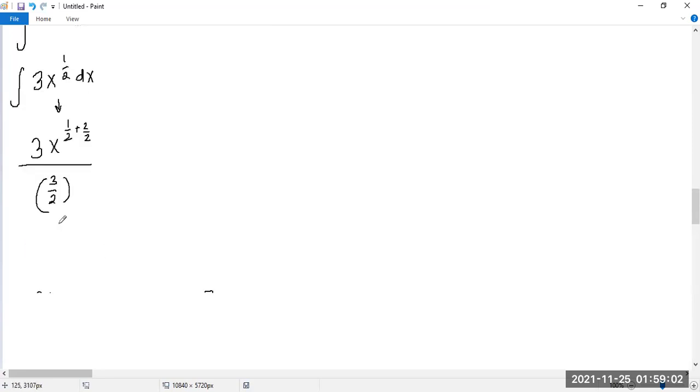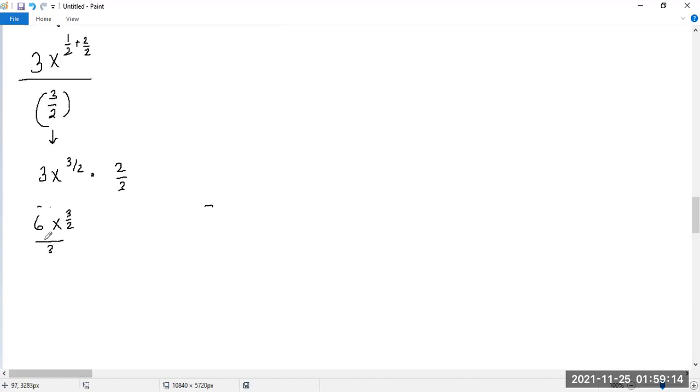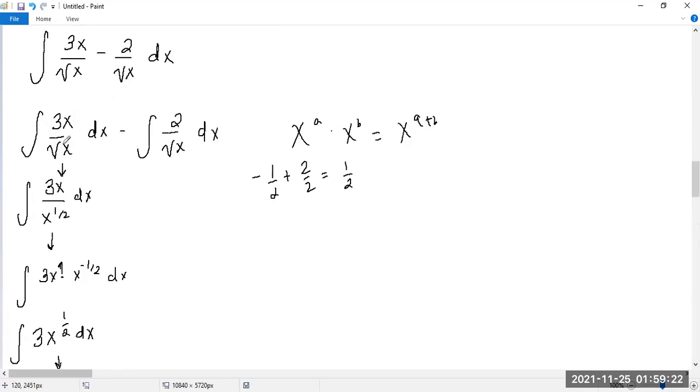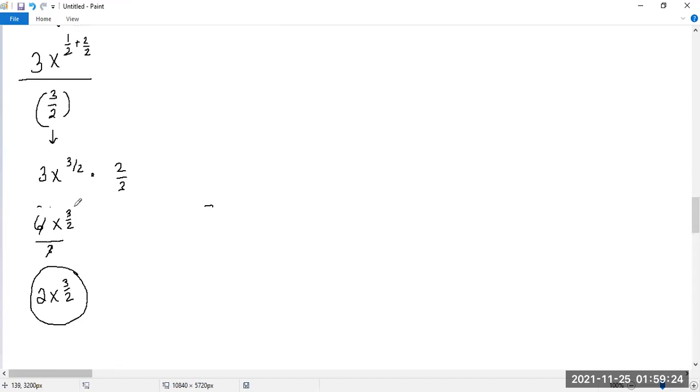And then of course I would say 3x to the 3 over 2, and I want to multiply by the reciprocal, 2 over 3, which gives 6x to the 3 over 2 over 3. I'll simplify this: the 3 can go into 6 twice, so this is 2x to the 3 over 2. So I know my first piece, 2x to the 3 over 2.